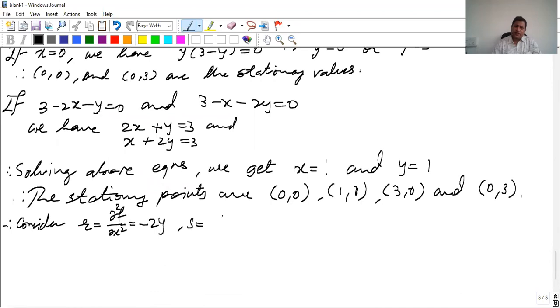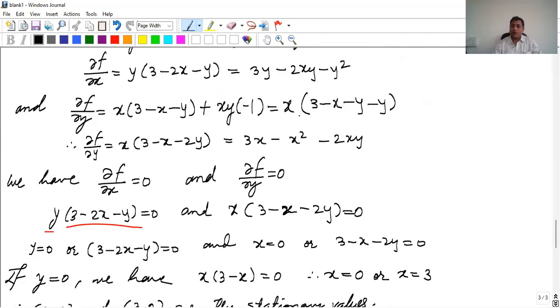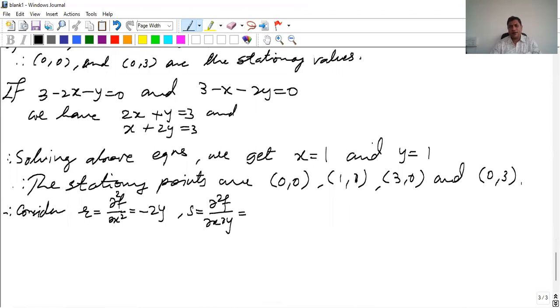Then you will be having S is equal to ∂²f/∂x∂y. So the derivative of f_y with respect to x. So what is the derivative of this term with respect to x? It will be 3 minus 2x minus 2y. Is that okay? Yes, sir. So we get here 3 minus 2x minus 2y.